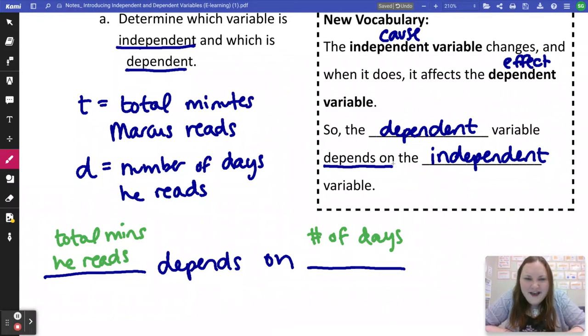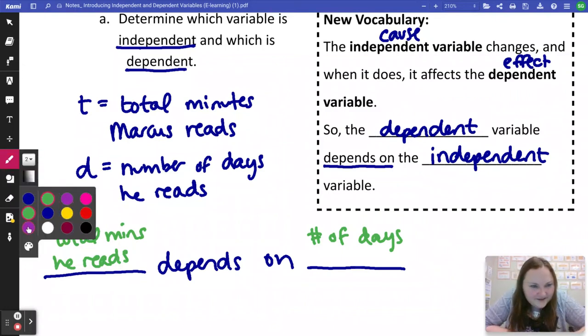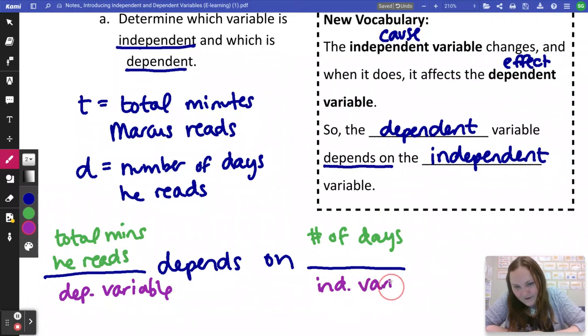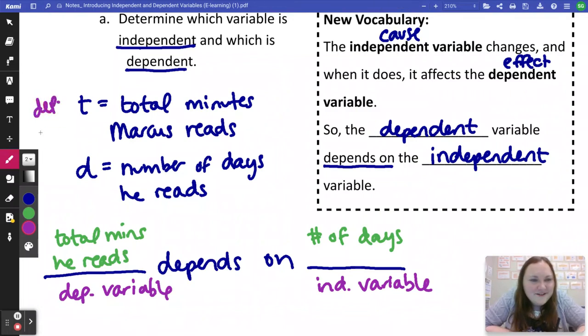We had talked about cause and effect here. You can think of it that way too: the impact is that total number of minutes read. That's the effect of how many days he chooses to read. So if I match up this sentence we wrote to this phrase, we see that this first one here is going to be our dependent variable, because our dependent variable is the one that depends. The dependent variable depends on the independent variable. So for this situation, if I wanted to identify which of these is independent and which one is dependent, that total number of minutes read is our dependent variable.